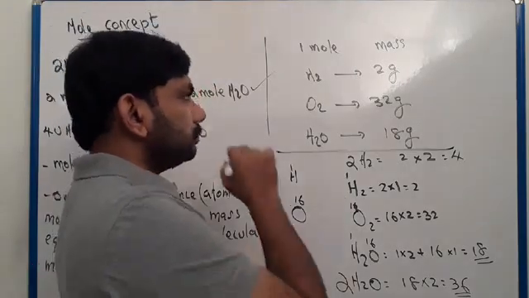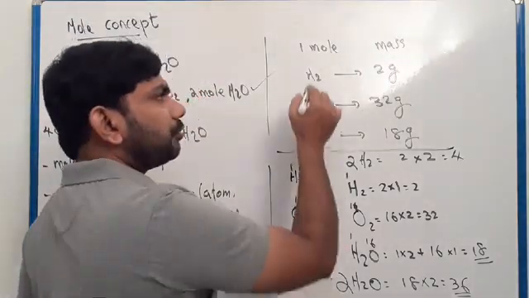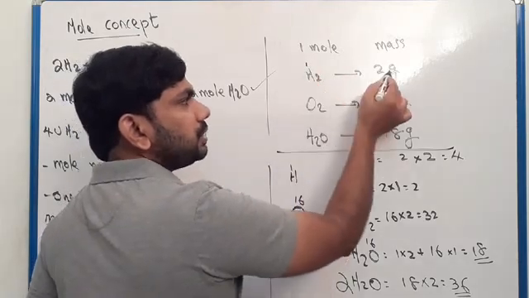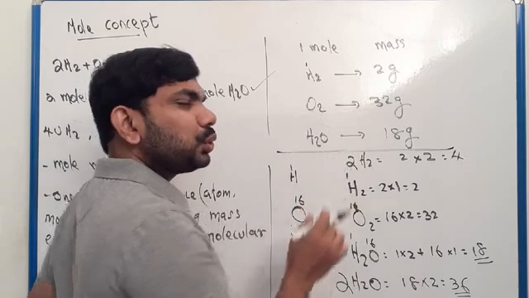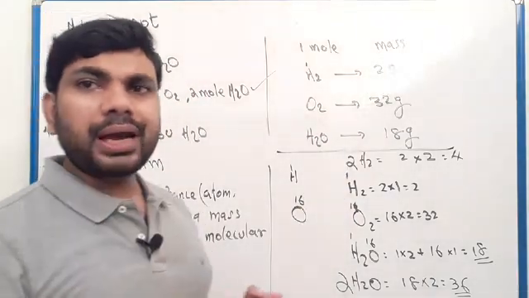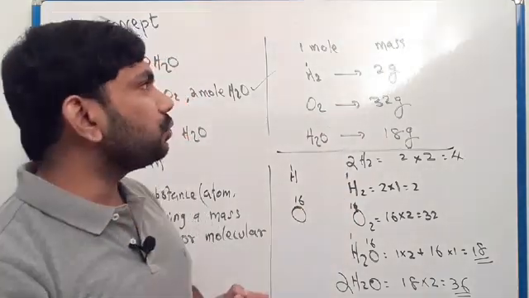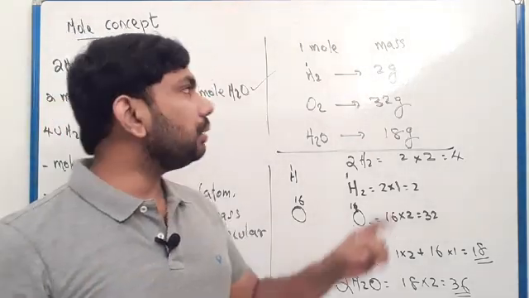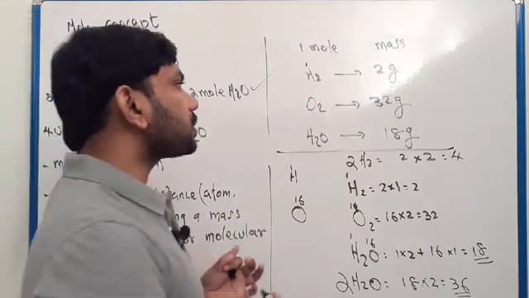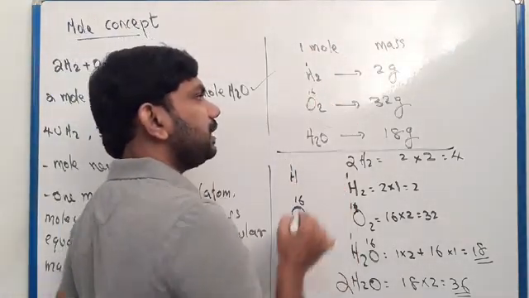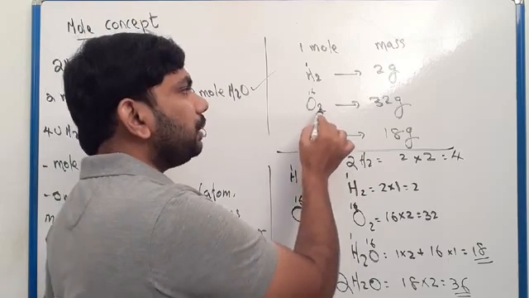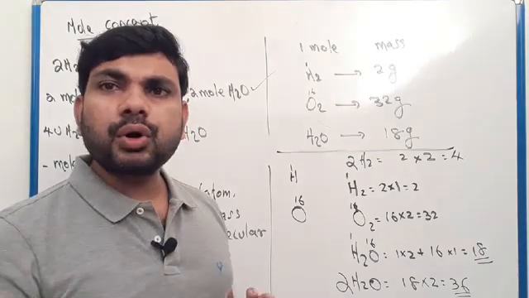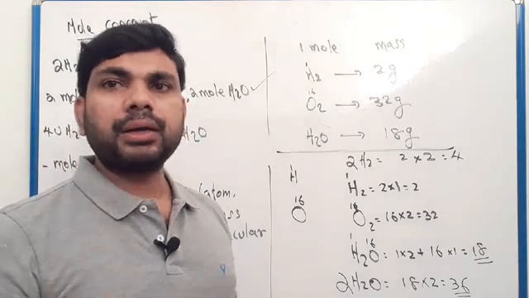Look here. We know hydrogen atomic mass is 1. H2 means it is 2. When you take 2 gram H2, it will be 1 mole. We know oxygen atomic mass is 16. So O2 means 2 times 16, 32. So when you take 32 gram oxygen molecule, it will be 1 mole.